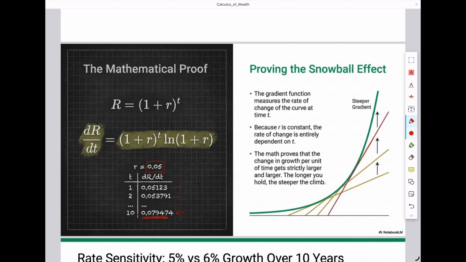So I start out with a very gentle curve. And as time goes, because of my compounding effect, my gradient becomes steeper, which means that my interest earned increases with time. And I get a steeper gradient as time goes. Hence, the compounding effect has a snowballing effect as well.